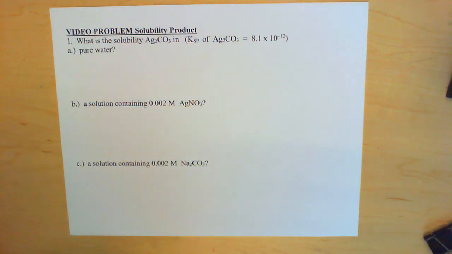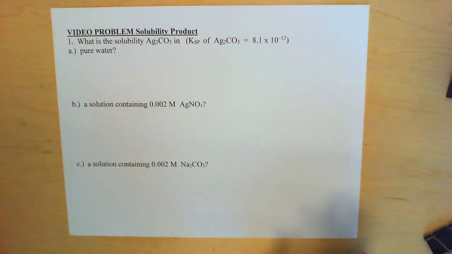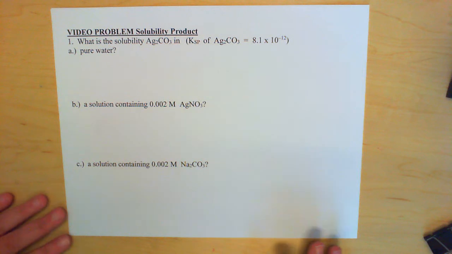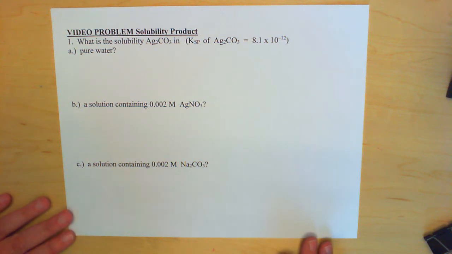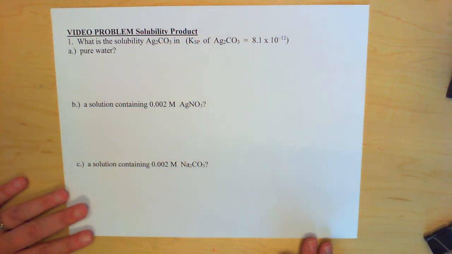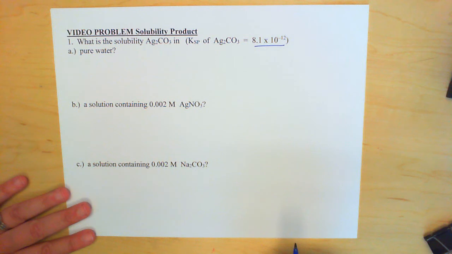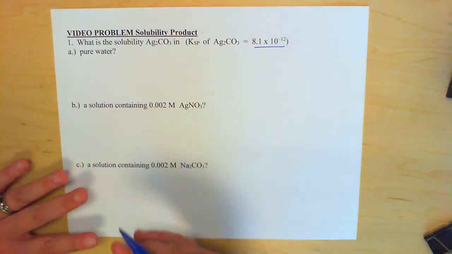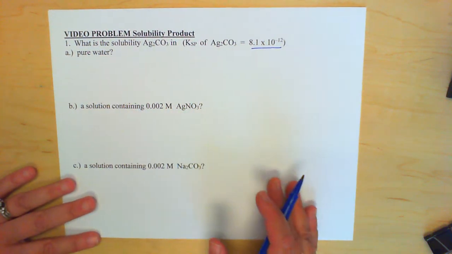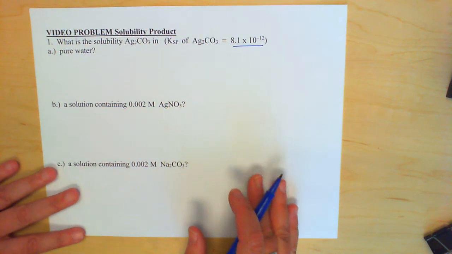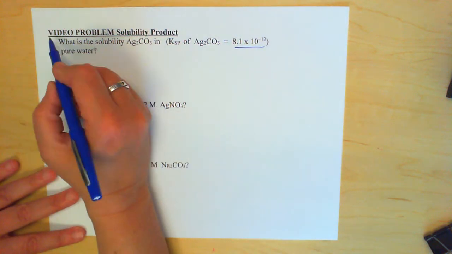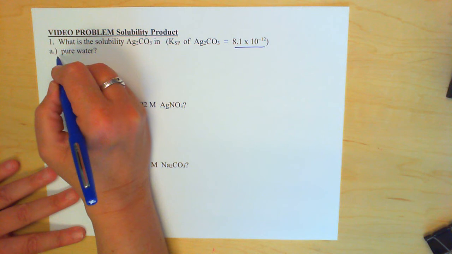Alright, we're going to work the first solubility problem. This solubility has to do with a simple salt and pure water and then with common ions. So the salt we're going to look at is silver carbonate, which has the Ksp of 8.1 times 10 to the minus 12. So I'm going to stack them. We have plenty of room to work on the left, so I'm going to stack them by using the same equation so that it's easier to see.